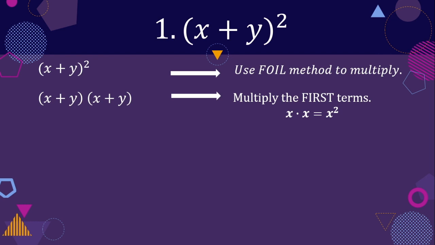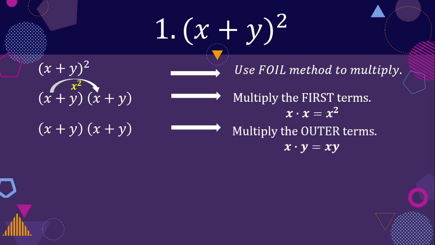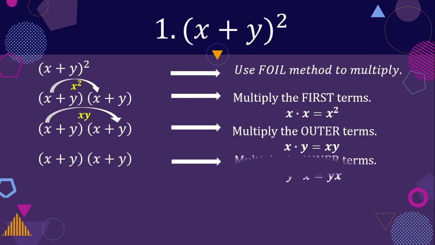Multiply the first terms. The first terms are x and x, and x times x is equal to x squared. For the second step, multiply the outer terms. The outer terms are x and y, and x times y is equal to xy. For the third step, multiply the inner terms. The inner terms are y and x. Y times x is equal to yx.